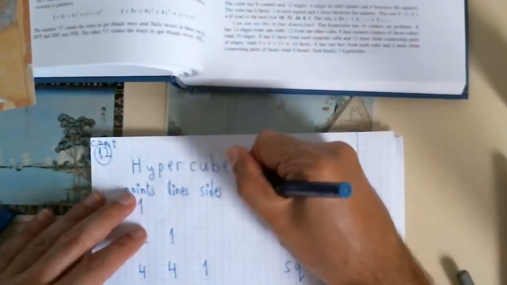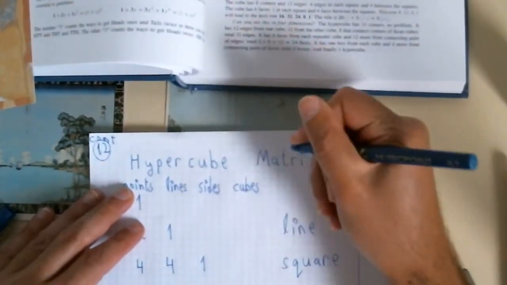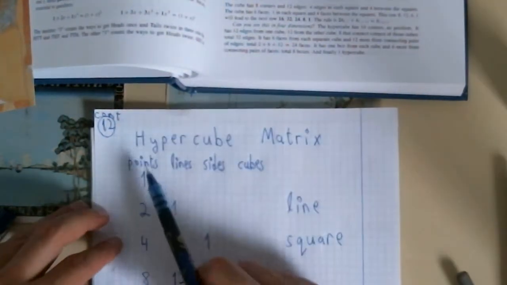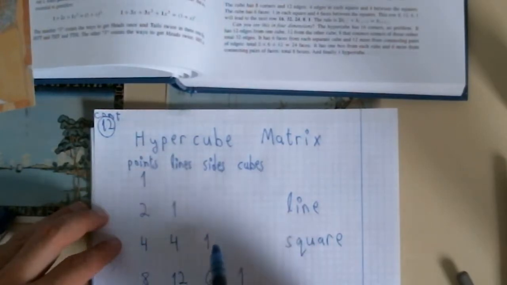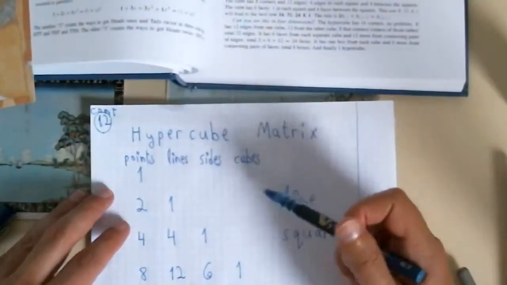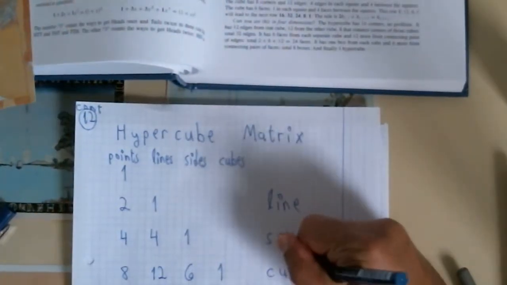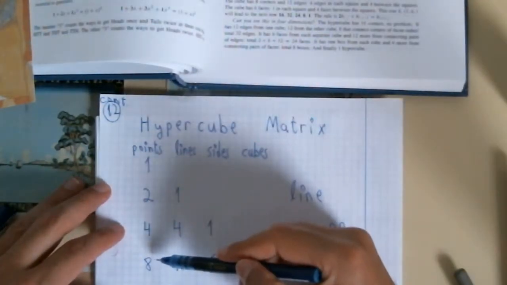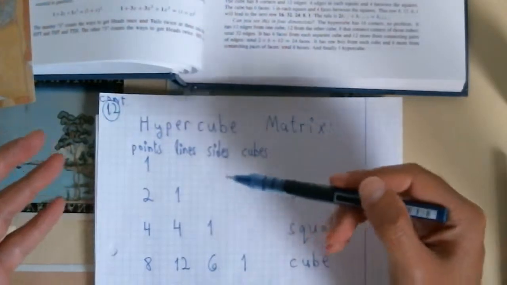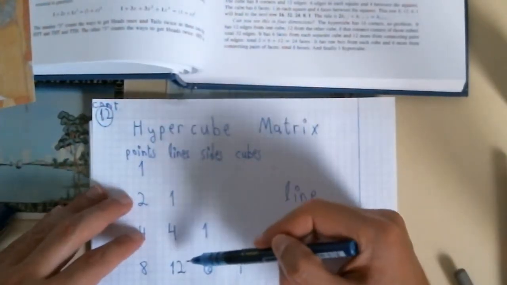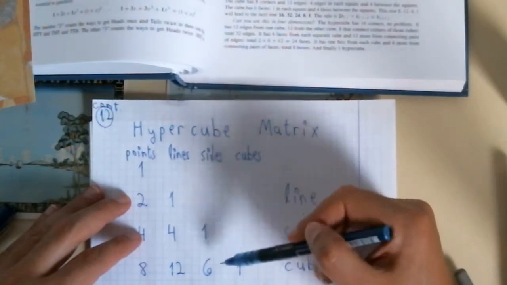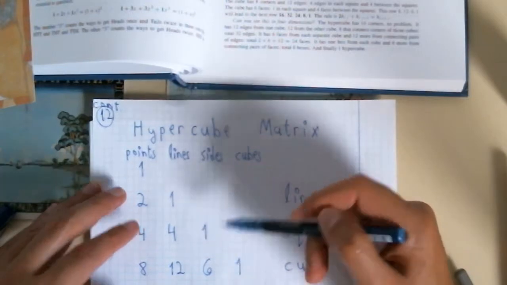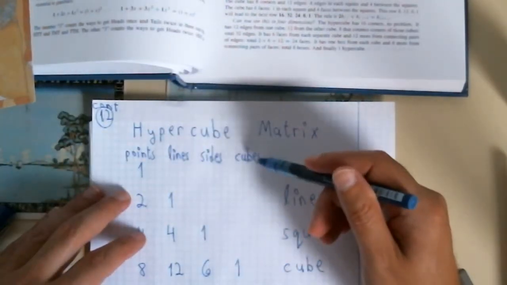Okay, and this one is what we called cubes. So in a square we have 4 points, 4 lines, and 1 side. It's flat. In a cube we have 8 points, the 8 corners of the normal cube, 12 lines, 6 sides. We know in a dice we have 6 faces of the dice, 6 sides, and 1 cube.